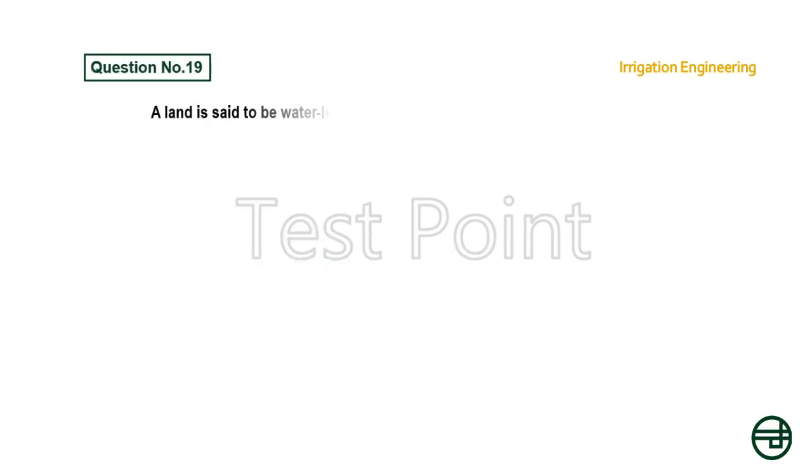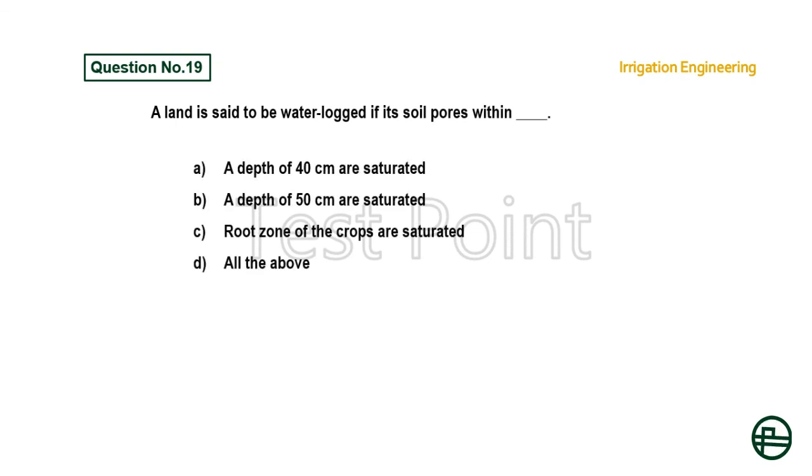Question number 19. A land is said to be waterlogged if its soil pores within: Option A, a depth of 40 centimeters are saturated. Option B, a depth of 50 centimeters are saturated. Option C, root zone of the crops are saturated. Option D, all the above. Answer is option C, root zone of the crops are saturated.